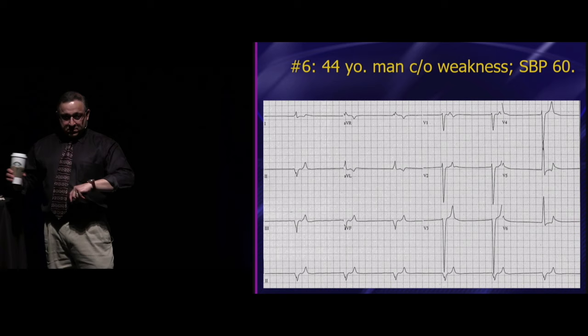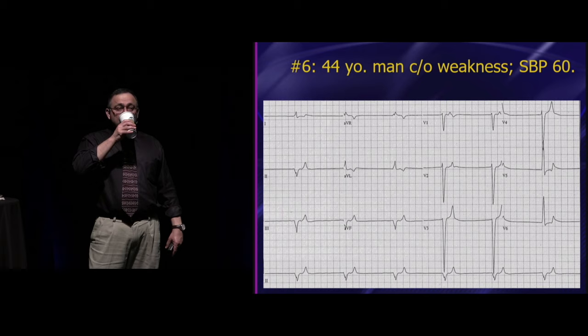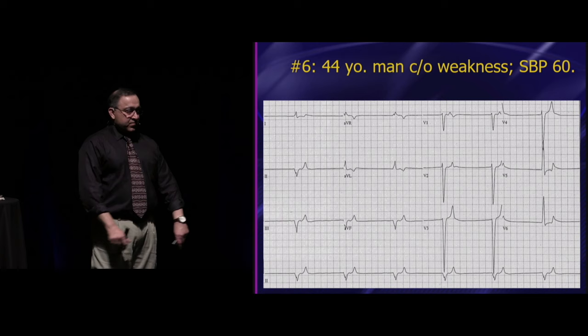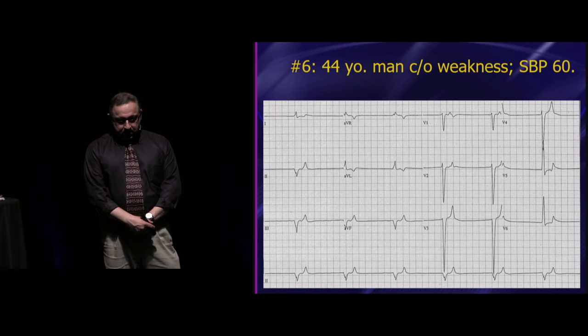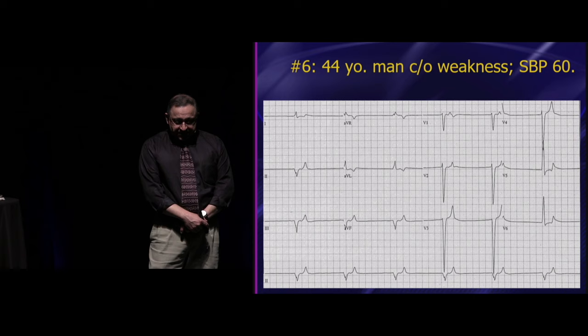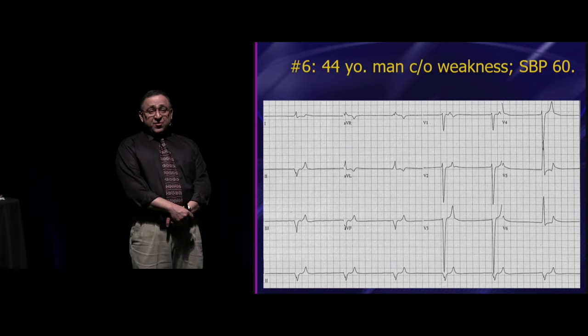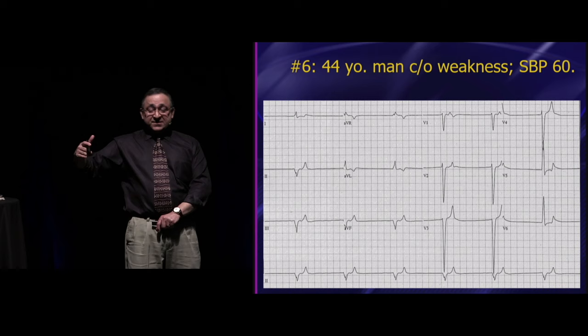A 44-year-old man complaining of weakness and really low blood pressure. No P waves. There's wide QRS complexes, and the rate is really slow. So this would probably be defined as a ventricular escape rhythm, also known as an idioventricular rhythm. If it's not faster than 40, we're not going to call it an accelerated idioventricular rhythm, but ventricular escape rhythm.